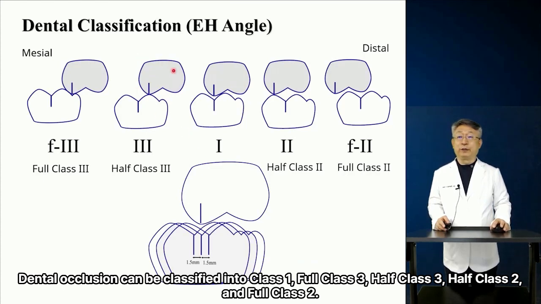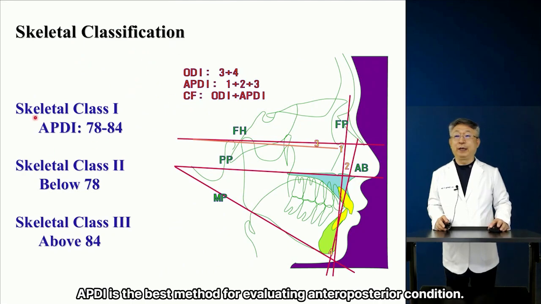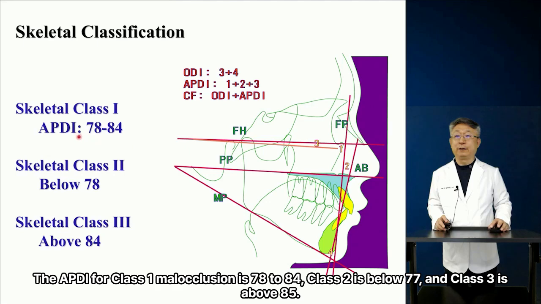Dental occlusion can be classified into class 1, full class 3, half class 3, half class 2, and full class 2. The skeletal pattern can be classified through ODI, APDI, and CF. APDI is the best method for evaluating anteroposterior condition. The APDI for class 1 malocclusion is 78 to 84, class 2 is below 77, and class 3 is above 85.